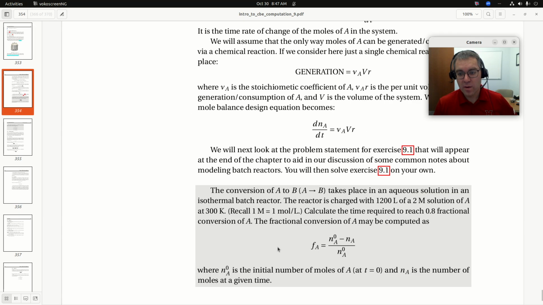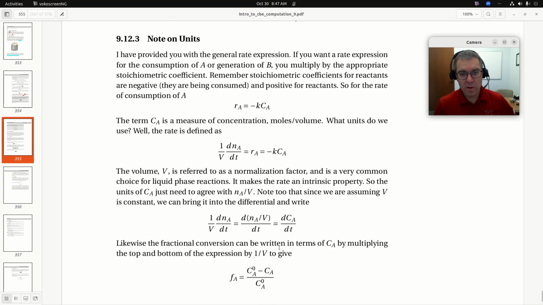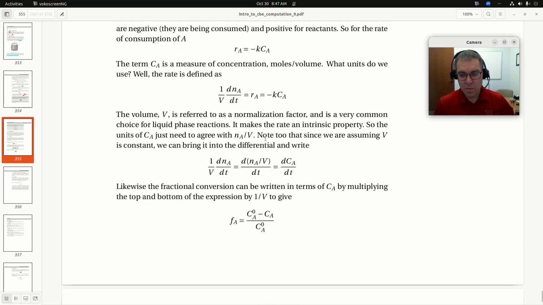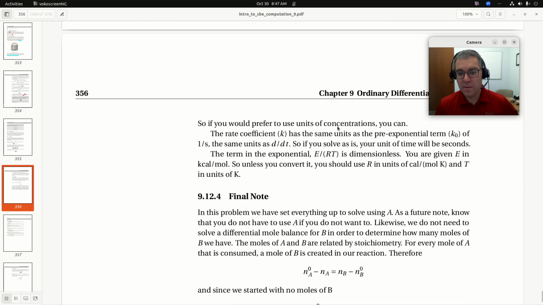So our main equation that we're going to be working with is, we'll write our differential equation with respect to Ca, because we'll take V, the volume, to be constant. And so dCA/dt is going to be equal to, in this case, negative k Ca, since that section is also just for the simple reaction of A goes to B.